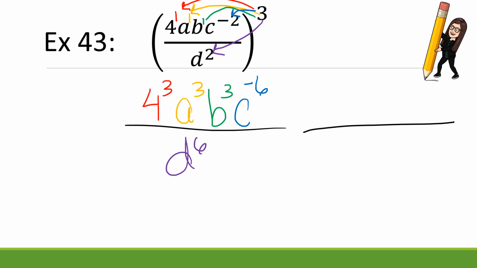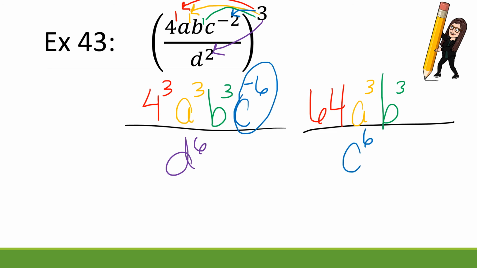All right, let's see what we can do next. Take care of that 4 cubed. 4 times 4 is 16. 16 times 4 is 64. The A can stay, nothing special. The B can stay, there's only 1, nothing special. Oops, I was color coding, wasn't I? The C though, the C is negative. We never leave negative exponents. I'm going to kick it to the other side so it becomes positive, and D to the 6th stays as well.